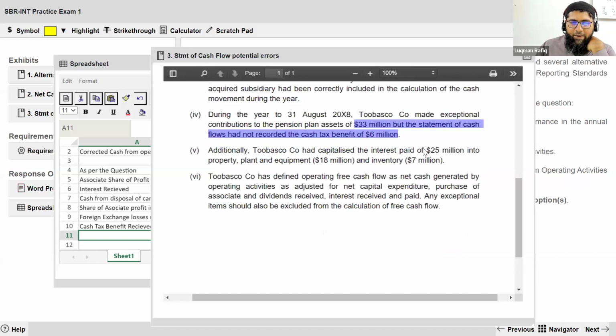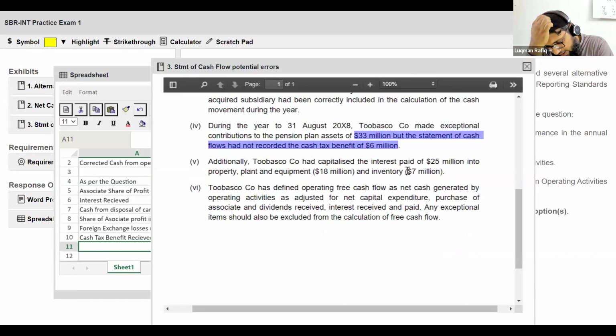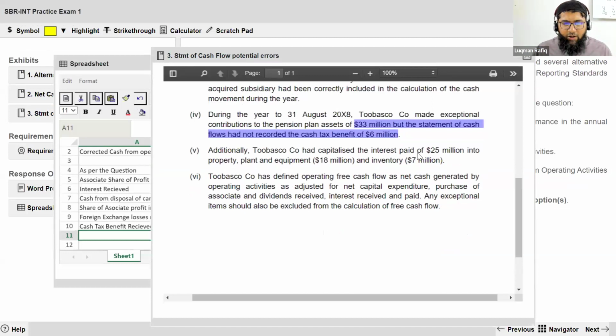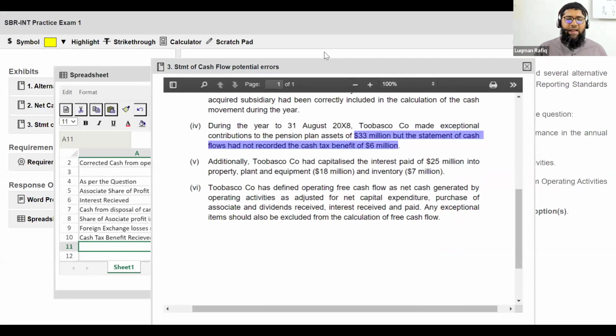Additionally, Toobasco had capitalized the interest paid of 25 million into property, plant, equipment and inventory of 7 million. So what have they done? They've actually capitalized the interest paid. So the interest paid was classified as what? Interest paid of 25 million into property, plant, equipment of 18 million and into inventory of 7 million. So they have capitalized it as an asset.